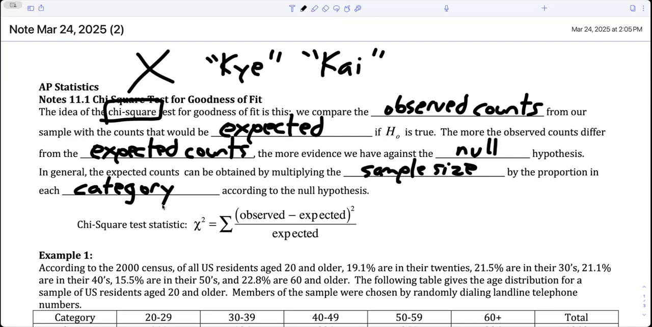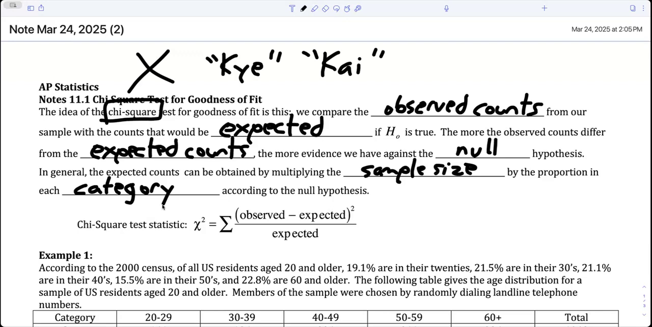Right? So here's how you find the chi-squared test statistic. You're going to take the observed minus the expected. Then we square that. And then we divide that by the expected. So what we're looking at is, what is it supposed to be, and then what is it actually? You're looking at the difference between what it should be and what it actually is. And the greater that difference is, the more evidence we have against the null hypothesis.